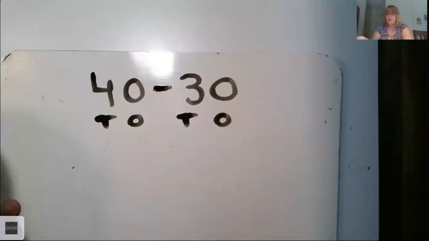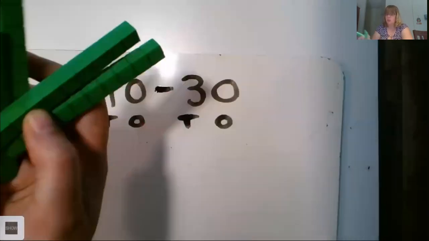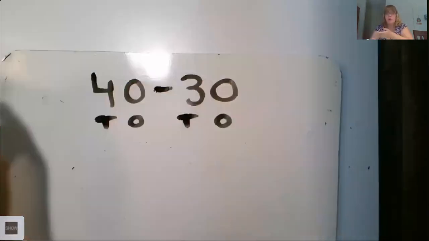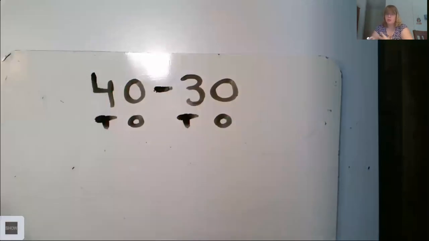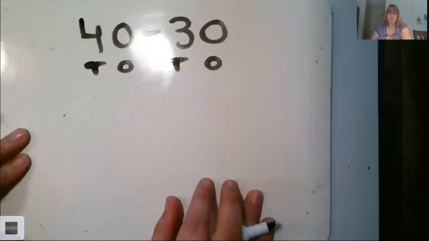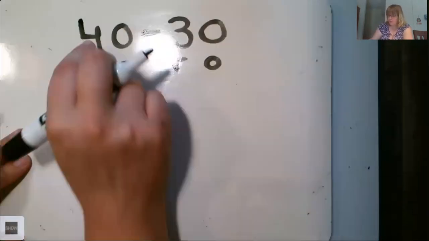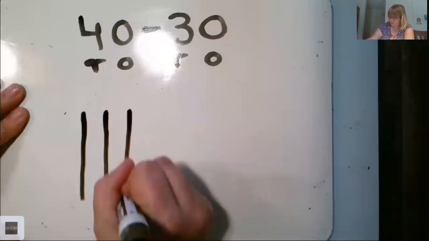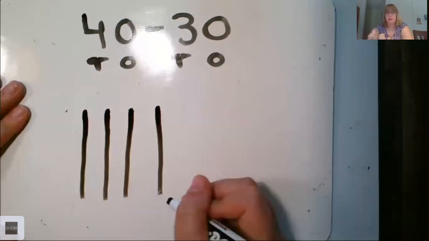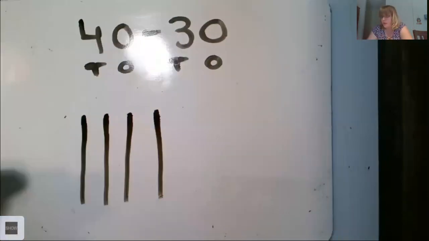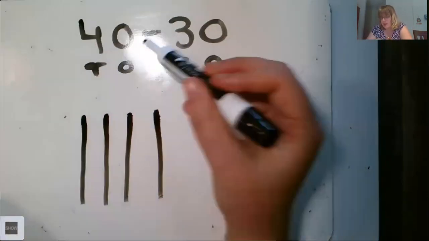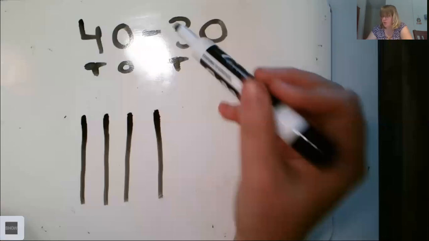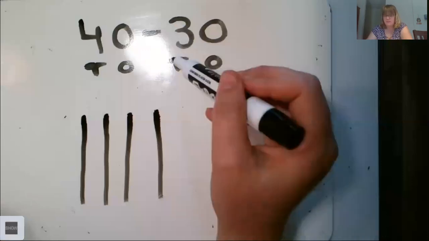Now let's say you don't have these at home. You're not a teacher, your parents, your family don't have them for you. You can always draw your 10s just like we do in class. So this time I'm going to draw. So I have 4 10s. So I drew my 4 sticks. And this time I'm taking away 30, or 3 10s.